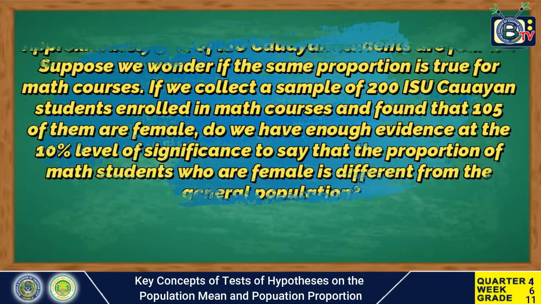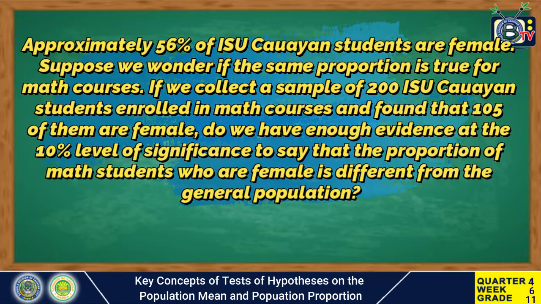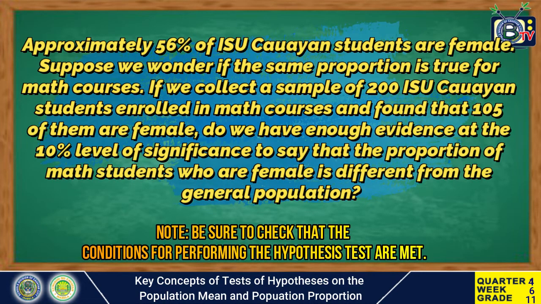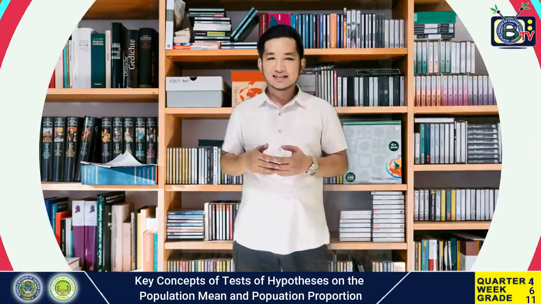For the problem, approximately 56% of ISU Kawayan students are female. Suppose we wonder if the same proportion is true for the math courses. If we collect a sample of 200 ISU Kawayan students enrolled in math courses and found that 100 of them are female, do we have enough evidence at the 10% level of significance to say that the proportion of math students who are female is different from the general population? Take note, be sure to check that the conditions for performing the hypothesis test are met.